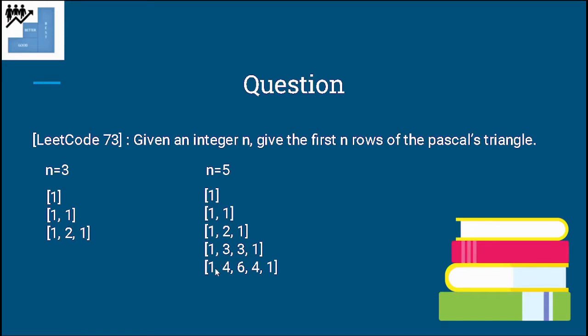For the fifth row, I prefix and suffix with 1. From the previous row, I take two elements at a time, and do their sum and start filling the middle portion of this row. 3 plus 3 is 6, 3 plus 1 is 4. That's it. So this is the logic. Now let's look at the code.